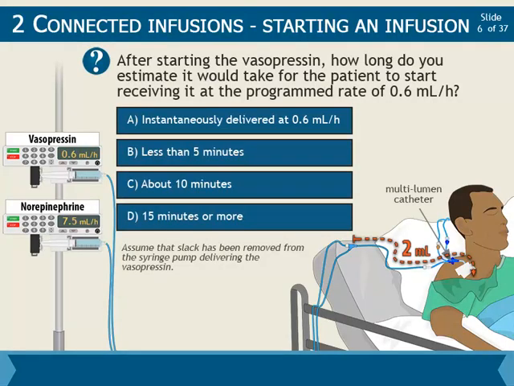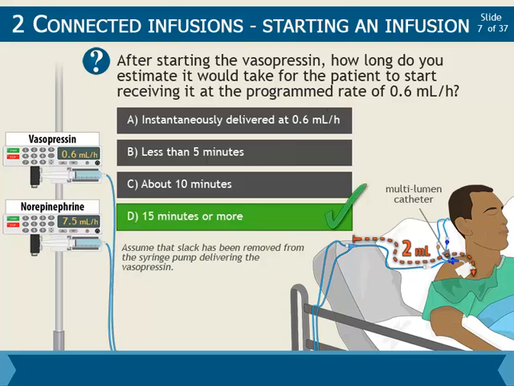After starting the vasopressin, how long do you estimate it would take for the patient to start receiving it at the programmed rate of 0.6 milliliters per hour? That is incorrect. In the slides ahead, we will see why it would actually take more than 15 minutes before the patient starts to receive the vasopressin at 0.6 milliliters per hour.